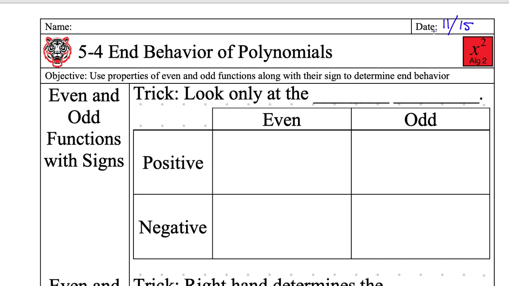Alright, is there a quiet raised hand that can read the objective? Beverly.